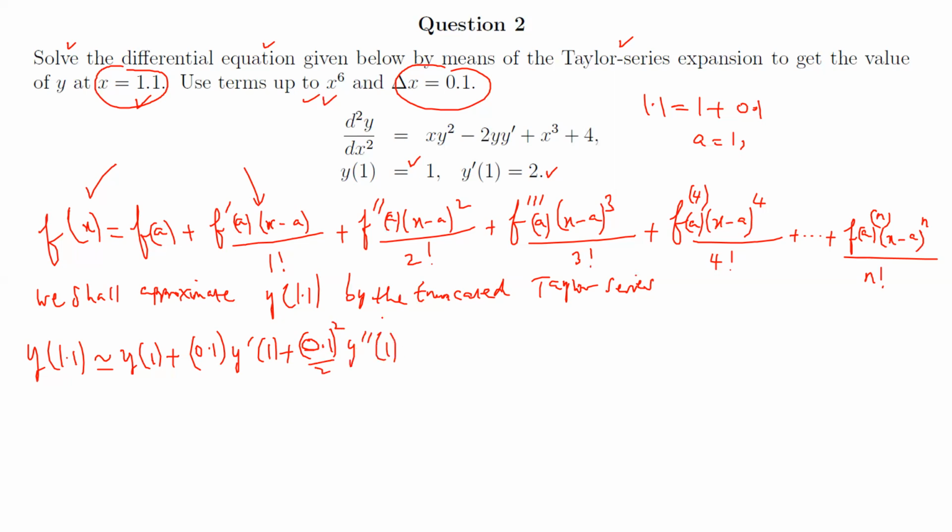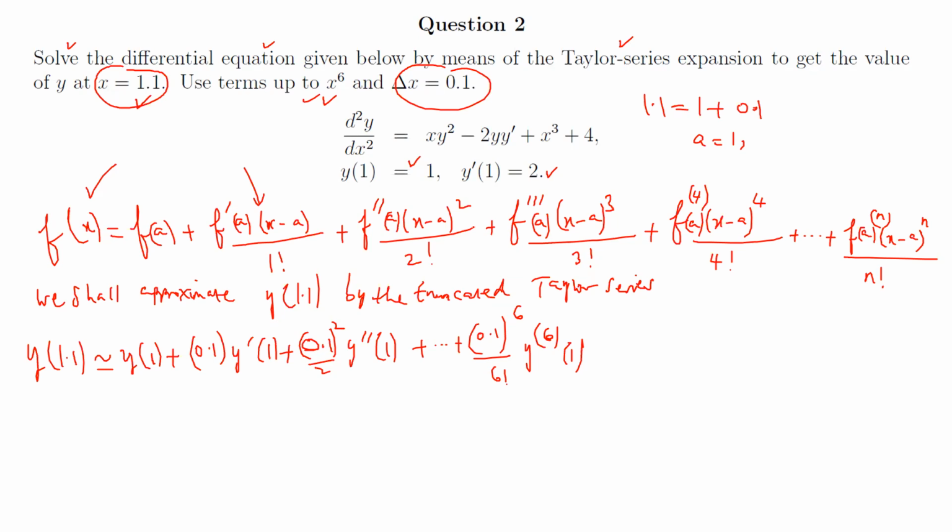I want you to draw the correspondence with this. And then you have 0.1 raised to the 6th power, because it's up to x to the power 6, divided by 6 factorial, times the 6th derivative, y superscript (6), evaluated at 1. We are able to observe this, and the fact that A is 1.